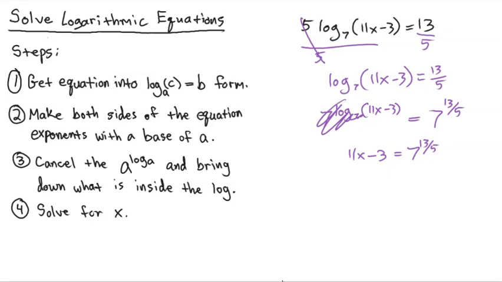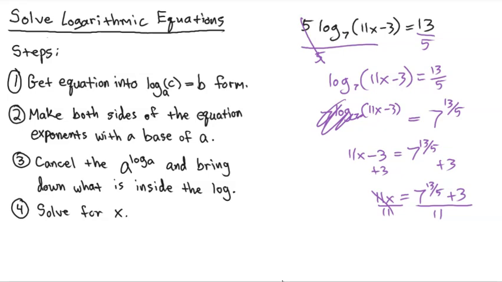Okay. Now we're going to solve for x. We're going to add 3 to both sides. We get 11x is equal to 7 to the power of 13 over 5 plus 3. Now we're going to divide by 11. So we have x is equal to 7 to the power of 13 over 5 plus 3, and then all divided by 11.